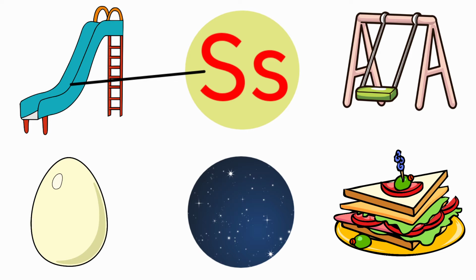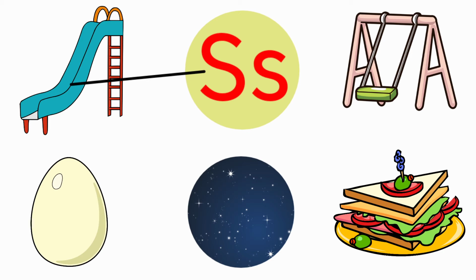Next picture, egg. Egg. The beginning sound of the picture egg is A. And the sound of the letter S is S. Both are different sounds. So we should not draw a line to the picture egg.